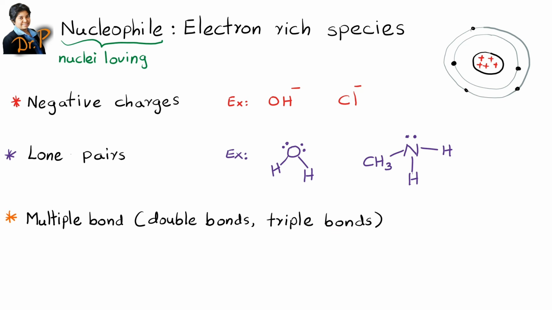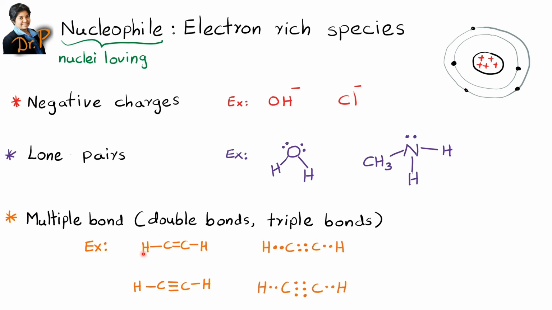In order to show this electron richness in a multiple bond, I'm going to take some examples. Now I'm going to show you the Lewis structures for these given structures. These are our Lewis structures, and here you can see the double bond, and over here you can see the triple bond. Compare these multiple bonds with a single bond.